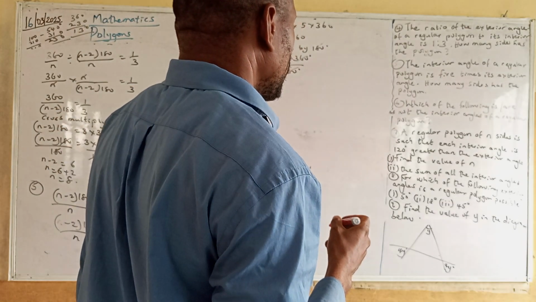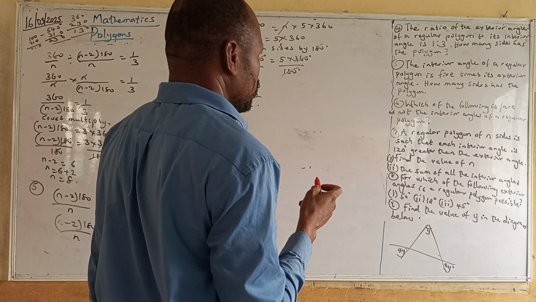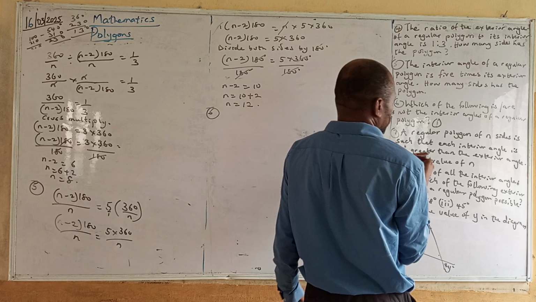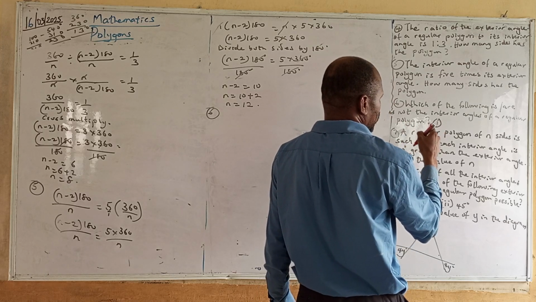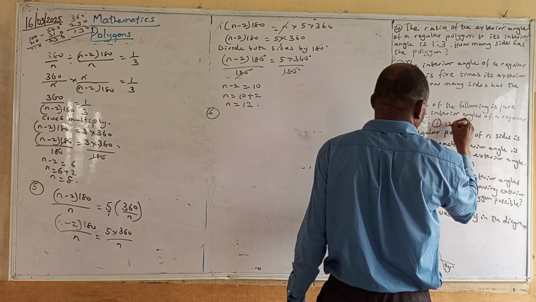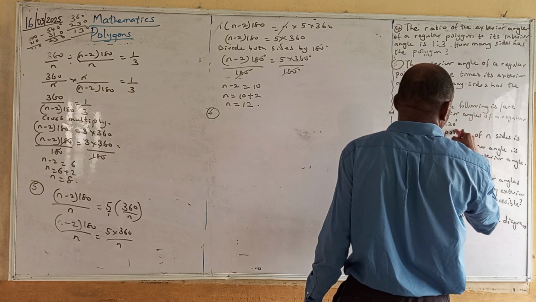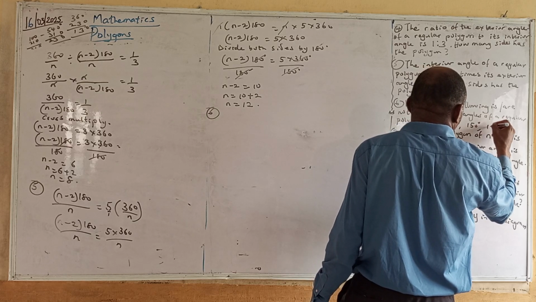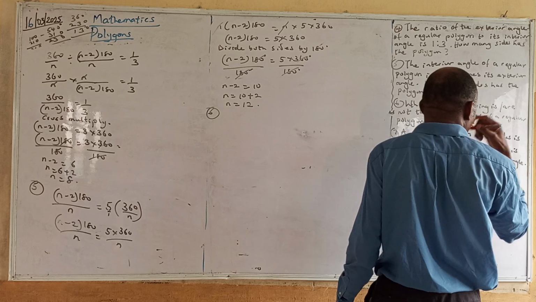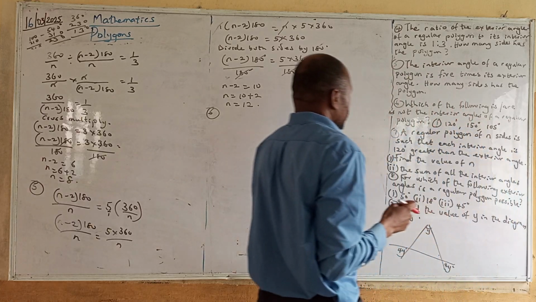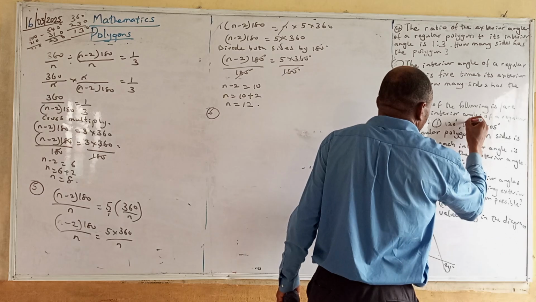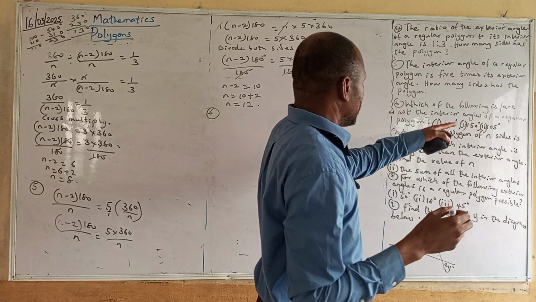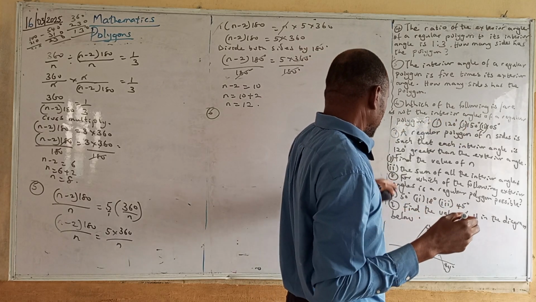Which of the following is or are not interior angles of a regular polygon? Oh, I didn't write that. Let me write something like this. Which of the following is or are not interior angle of a regular polygon? Let's say 120 degrees, 150 degrees, 105 degrees. Let's call them Roman figure 1, 2 and 3.